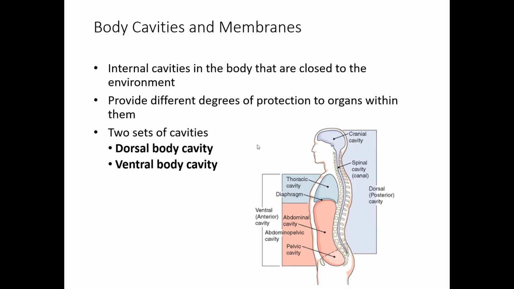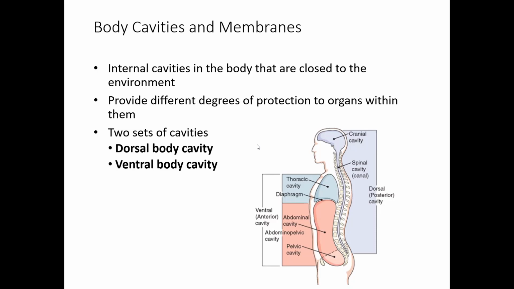Now, I think I said this last week, but in our bodies, we have two cavities, the dorsal cavity and the ventral cavity. The dorsal cavity is everything in the back, which is really only the brain and the spinal cord. We have the cranial cavity where the brain is, and the spinal cord located in the spinal column, heavily protected by bone, the most protected portion of the body.